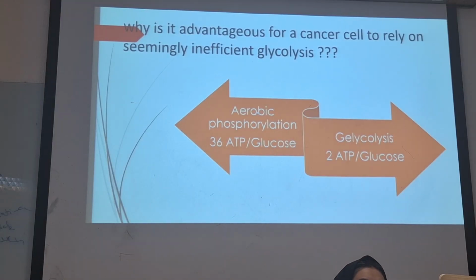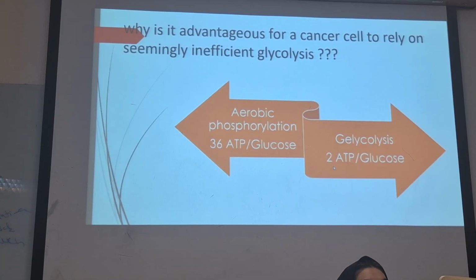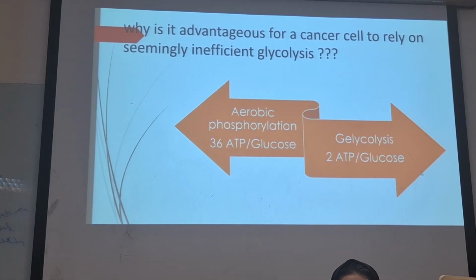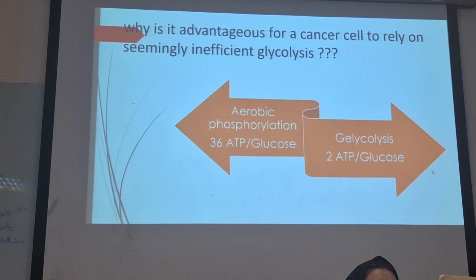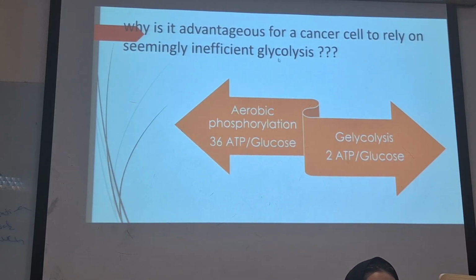As I said before, aerobic phosphorylation, which is used by normal cells in normal situations, can produce 36 ATP molecules per glucose. But in glycolysis, which the tumoral cells prefer, they produce only 2 ATP per molecule of glucose. Okay, now the question is, why is it advantageous for a cancer cell to rely on inefficient glycolysis?